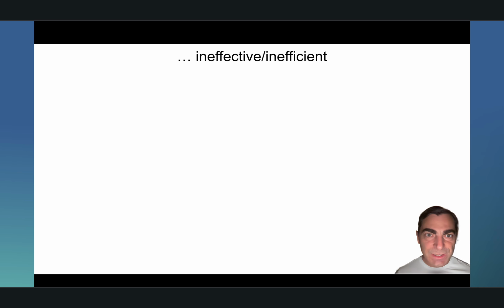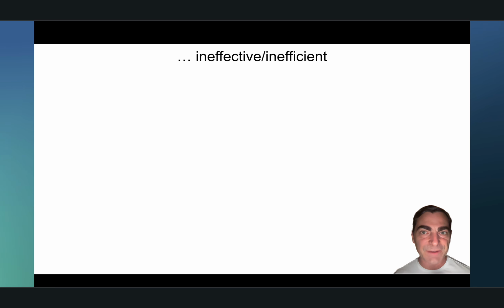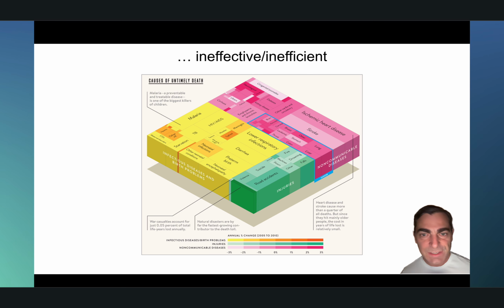Finally, visualizations can also be terribly ineffective or inefficient. So if you visualize data, it doesn't mean that extracting information from a visualization is always effective and efficient. And here is an example that shows you that. So this is a chart that represents the causes of untimely death, right? And every single rectangle here represents one specific cause of untimely death. But I don't want to focus on that.